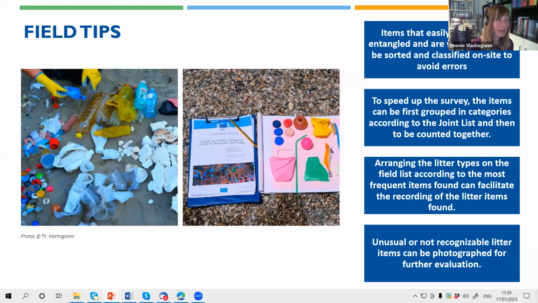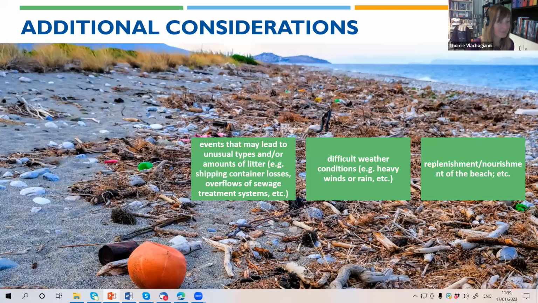As I already mentioned, it's helpful to first group items in litter categories and get over and done with the plastic cups and the plastic bottles, and then spend more time on the more special litter items that require some thinking in terms of classifying them in the joint list. And also, it may be the case that some litter items might not be recognizable on the field, and they can be either photographed or taken back to the laboratory in order to explore and try to identify and classify them.